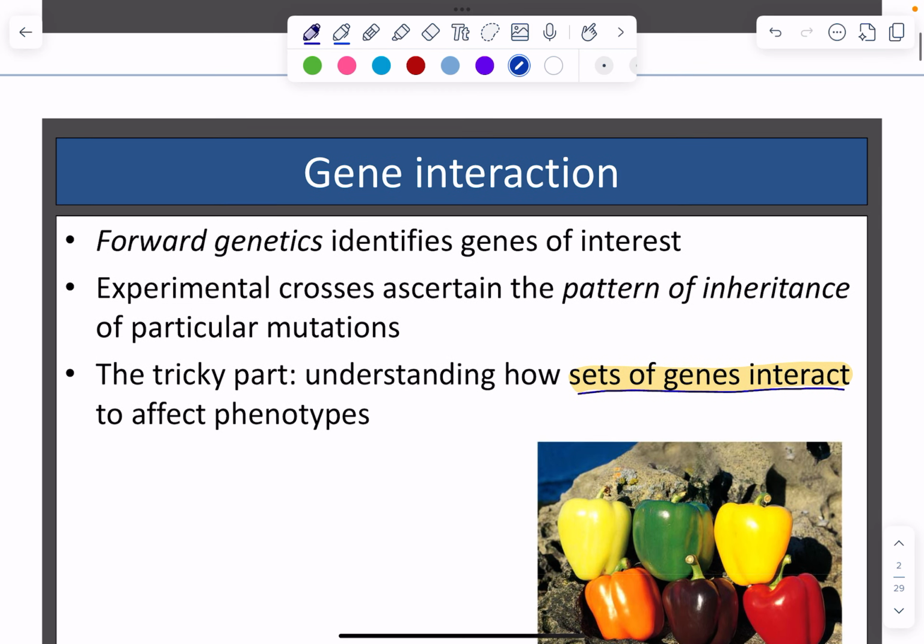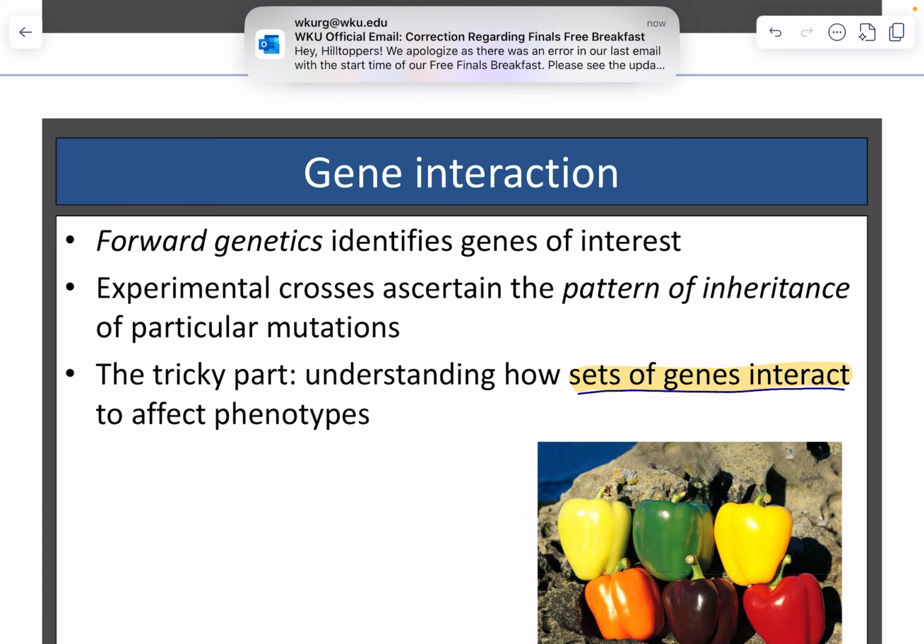Okay, I'm going to go over this. This is PowerPoint 10, Part 1, and they're talking about gene interactions. They're going to talk about dominance and recessive mutants, or null recessive mutants.